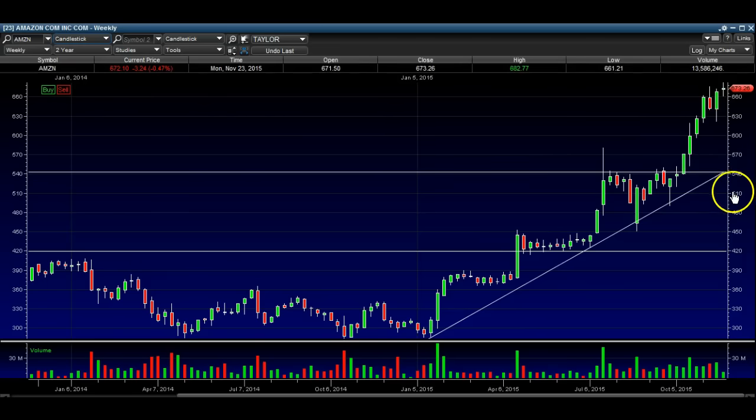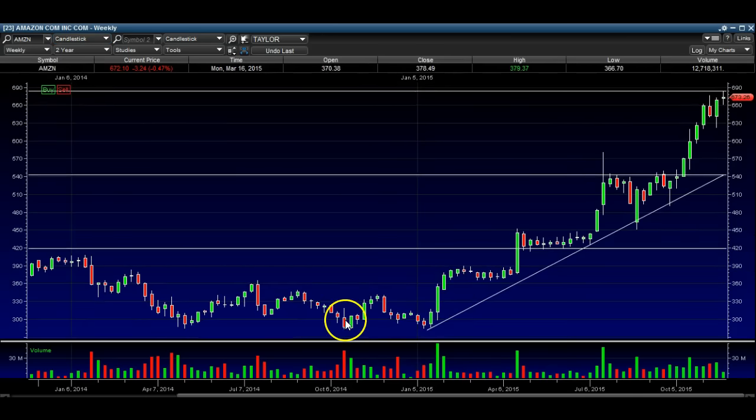So I'll jump right into another reason why I like that 540, 520 area: we've got this longer-term trend line that's been valid for a year, since last January. We've got a touch here, and remember this is the weekly chart going back 2 years. A touch here, a touch here, here. Really nice uptrend for Amazon.